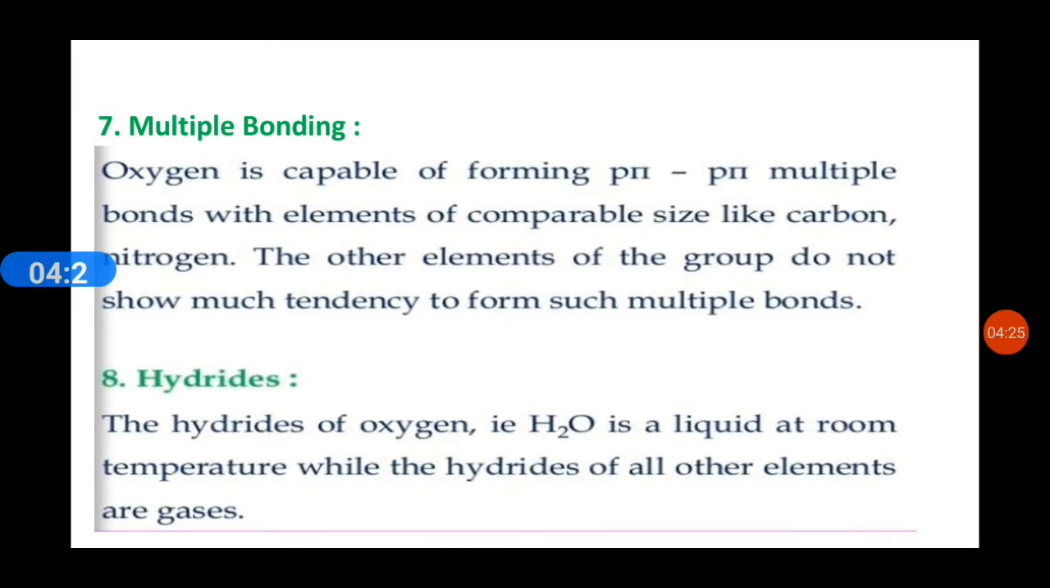Oxygen is capable of forming p-pi multiple bonds with elements of comparable sizes, and this tendency decreases down the group. The hydride of oxygen, that is water, is liquid at room temperature, though other hydrides are gases.